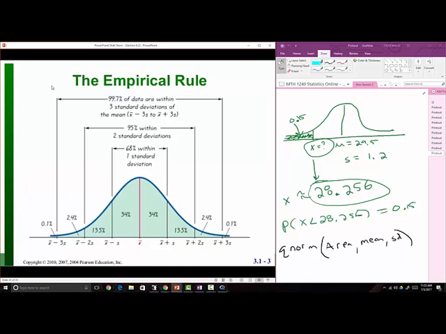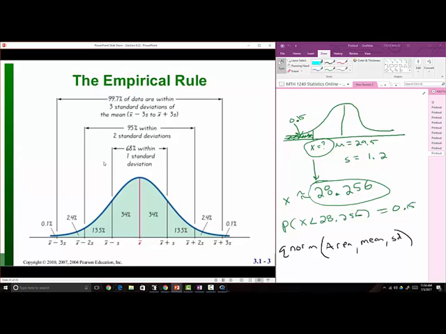Another thing I just want to remind you of, some of it in the homework, is the empirical rule. Remember, the empirical rule is for normal distributions, and if we are within one standard deviation of the mean, 68% of our data will lie in there. If we go 2 standard deviations out, 95% will fall in there. And if we go 3 standard deviations out, 99.7% of the data will be within 3 standard deviations of the mean. This diagram shows that.